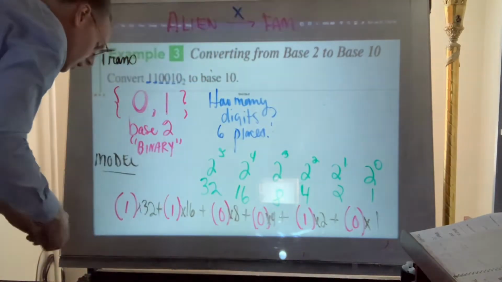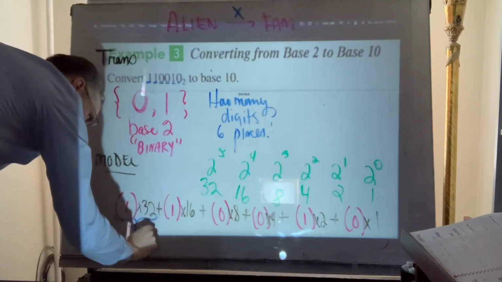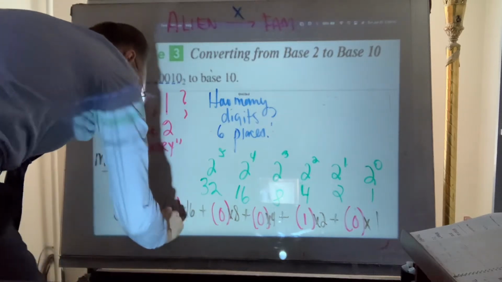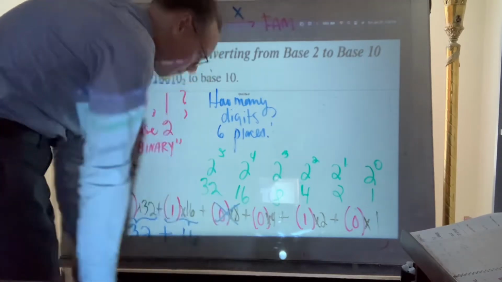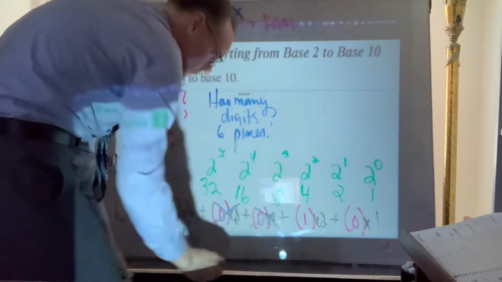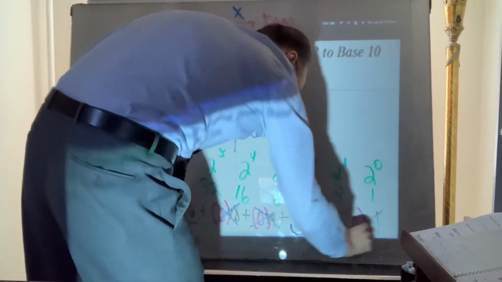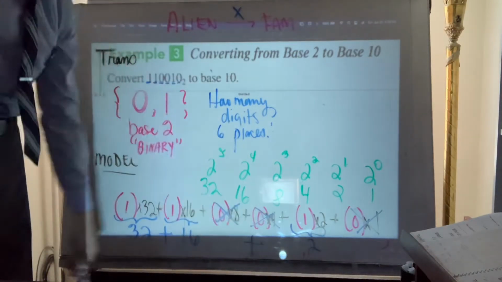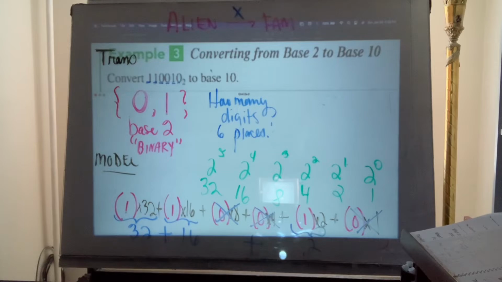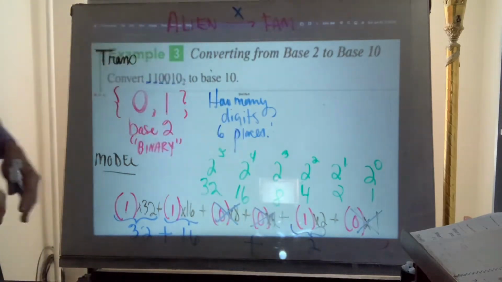So 1 times 32 is simply 32 plus 1 times 16 is 16. 0 times 8 goes away. 0 times 4 goes away. 1 times 2 is 2. And then 0 times 1 is just 0 as well. So we're realistically adding 32, 16, and 2. All right? Which means 48 plus 2 should be 50. All right? 32 plus 16 is 48, plus that leftover 2 here should be 50.